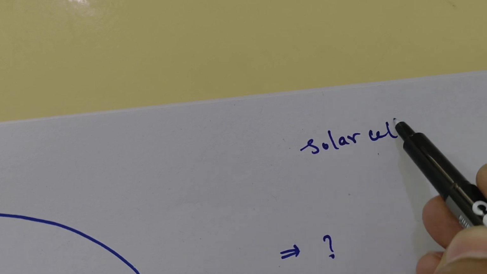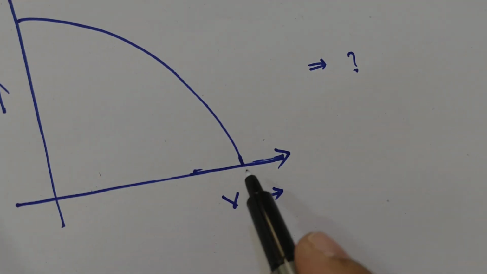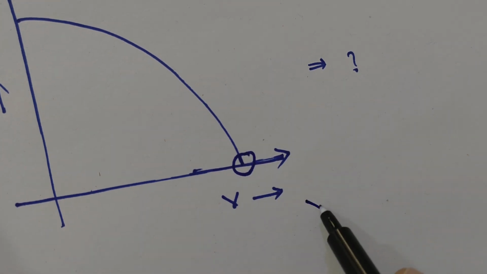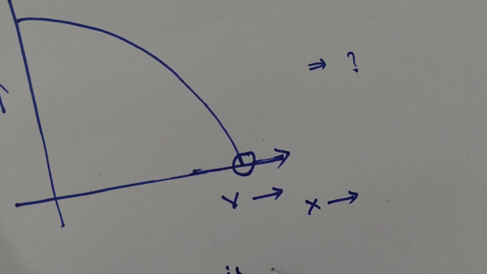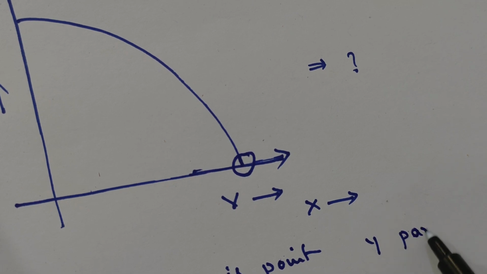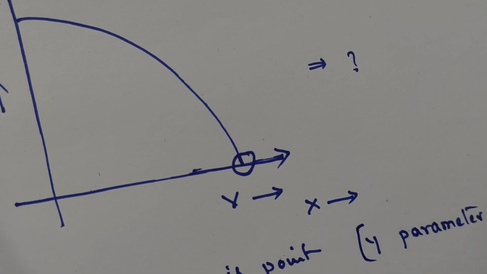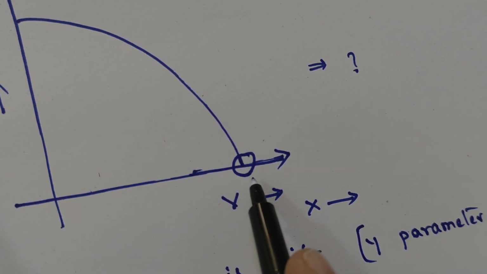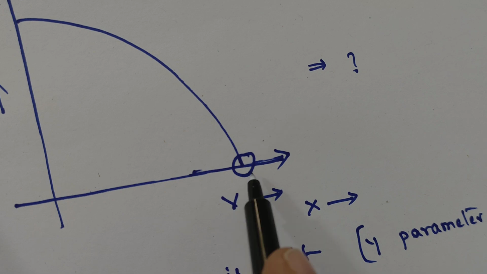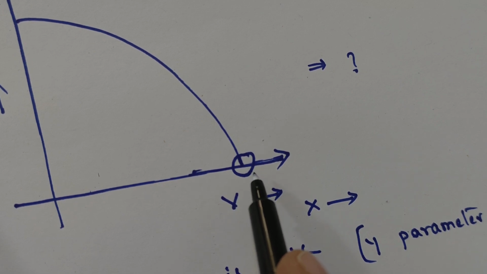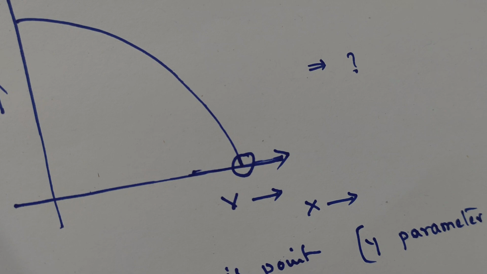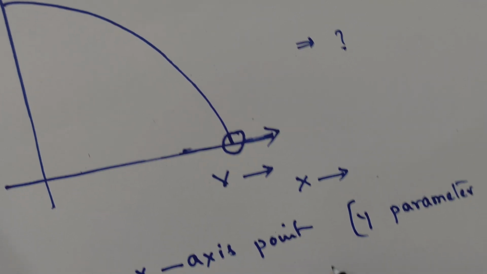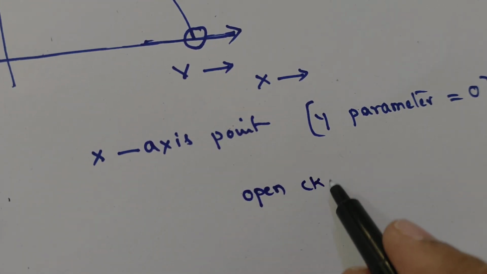Here, let us try to understand the curve. This is the x-axis point. Generally, as we know, the x-axis point is nothing but the y parameter being 0. Here this point represents that the current value is 0 and the voltage is the maximum. That is called the open circuit voltage.